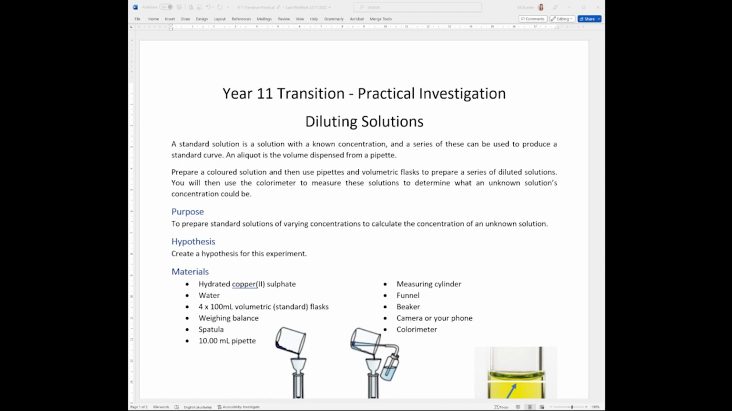The independent variable is the one thing you are changing. So in this experiment, what is the one thing we are changing? It is our concentration. The dependent variable is what you're measuring. So we're using our colorimeter to measure something. I'm leaving it there because I don't want to give away too much, but I'm hoping that will help you understand what your independent variable is, the one thing you're changing, and what the dependent variable is, the thing that you're measuring for this experiment. Your aim obviously is to find the concentration of that unknown solution.